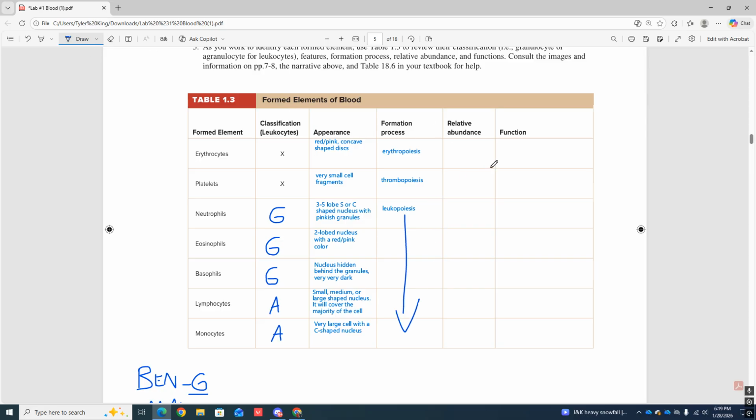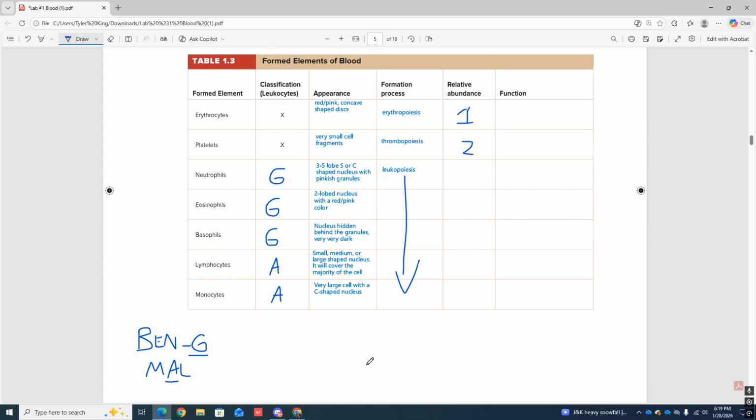All right, relative abundance, okay? Remember, erythrocytes at the top, number 1. Platelets, number 2. What's our mnemonic? Never let monsters eat biology, in that order. So 1, 2, and this one will be 3, 4, 5, 6, 7. Let's fill it in. Neutrophils 3, 4, 5, and then 6, 7. All right, easy. Never let monsters eat biology, but erythrocytes and platelets first and second, respectively.